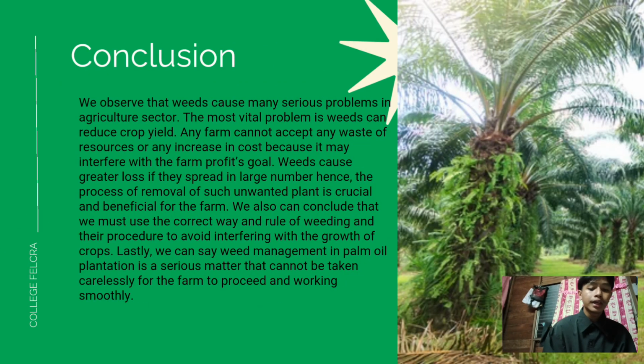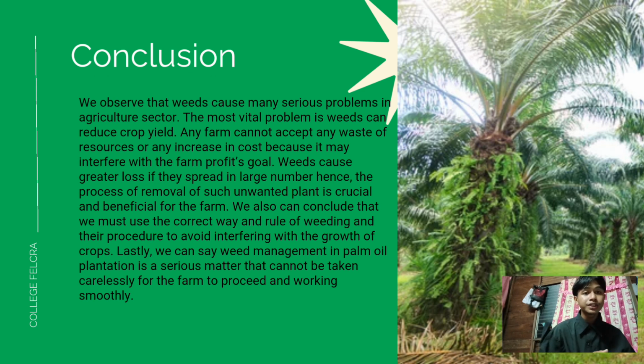To conclude, this is the last slide, the conclusion. We observe that weed may cause many serious problems in the agriculture sector. The most vital problem is that weed can reduce crop yield. We know that any farm cannot accept any waste of resources or any increase in cost because it may interfere with the farm profit goals. Weed causes greater loss if it spreads in large numbers.